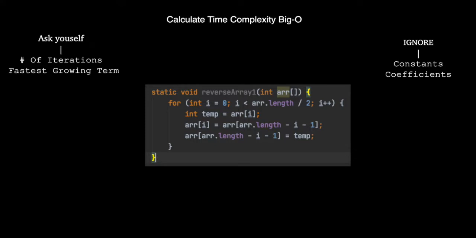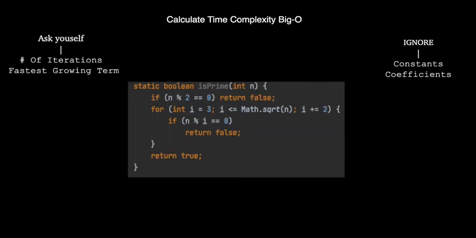All right. Next is prime, number of iterations. We ignore the if statement. We go from i equals 3 to square root of n. Number of iterations is going to be square root of n. So the big O notation will be square root of n.